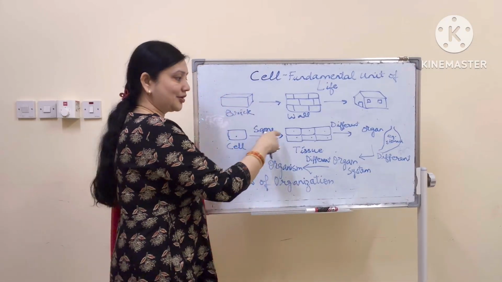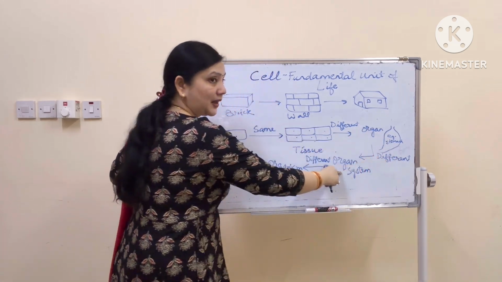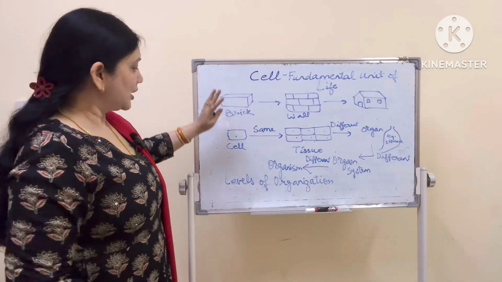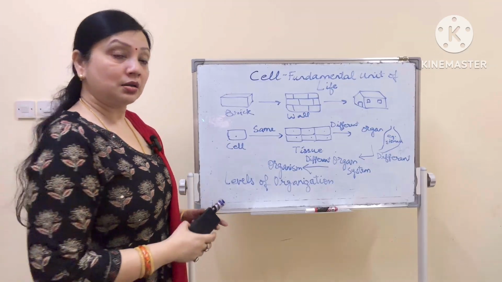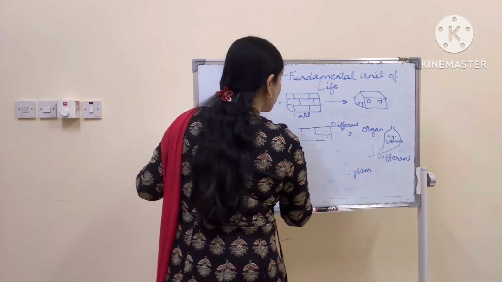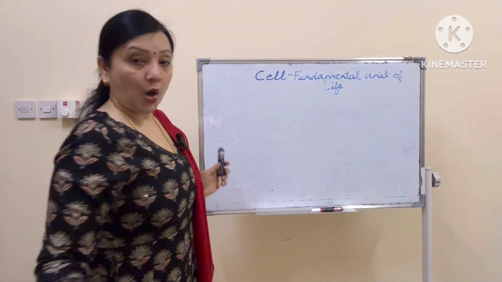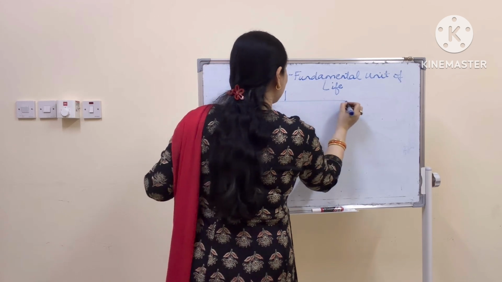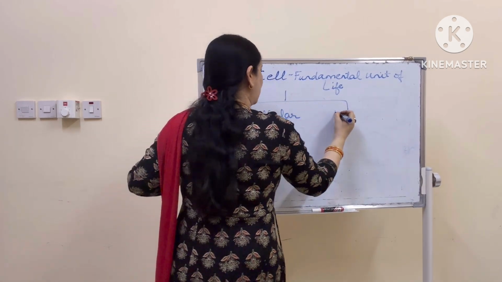The same type of cells join to make tissue. Different tissues make up organ. Different organs make up organ system, and different organ systems make up an organism. So this is what is levels of organization. Now a cell is also capable of living independently, and it can combine together to make up an organism also. So organisms, on the basis of how many cells there are, are of two types: unicellular and multicellular.